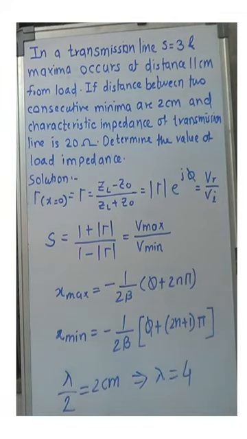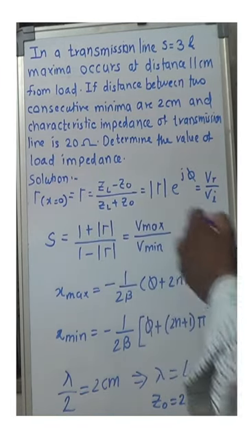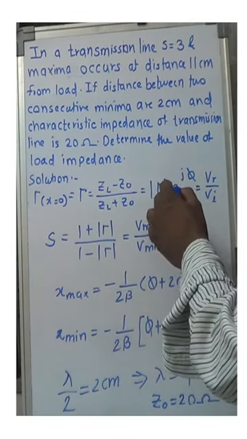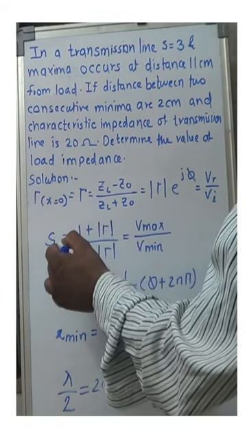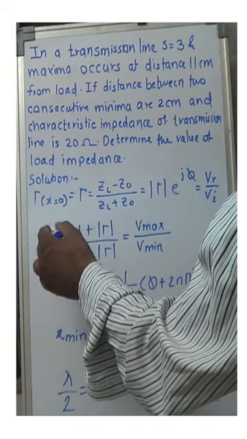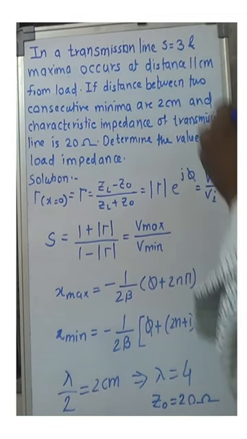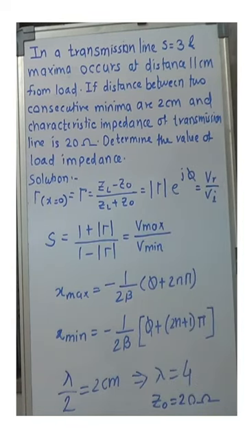And the characteristic impedance of the line is also given, that is Z0 is equal to 20 ohm. So here gamma is equal to (ZL minus Z0) upon (ZL plus Z0). Mod of gamma is different. If you want to find mod of gamma, you can directly put the value of S and find mod of gamma. Like here S is equal to 3 is given. But if you put S is equal to 3, you will get mod of gamma, not gamma itself. That you will not get.